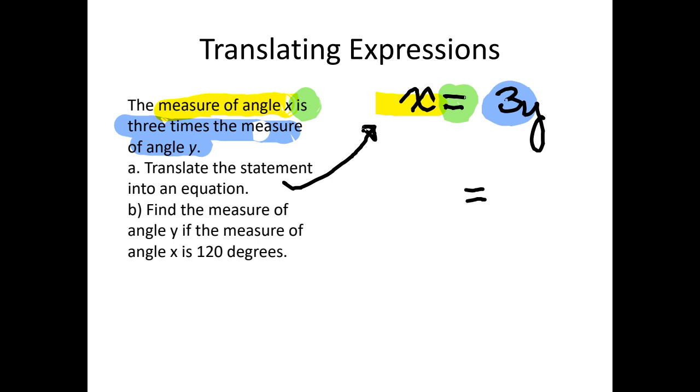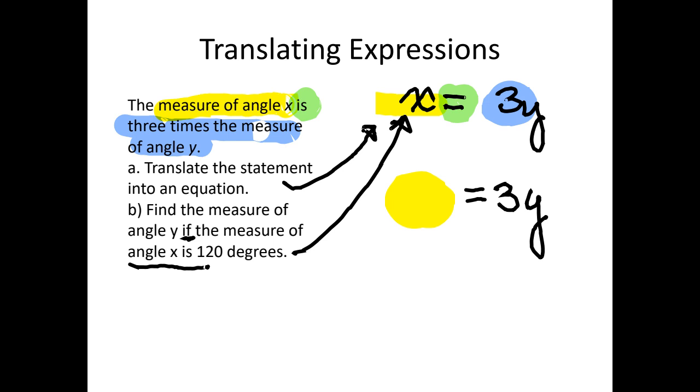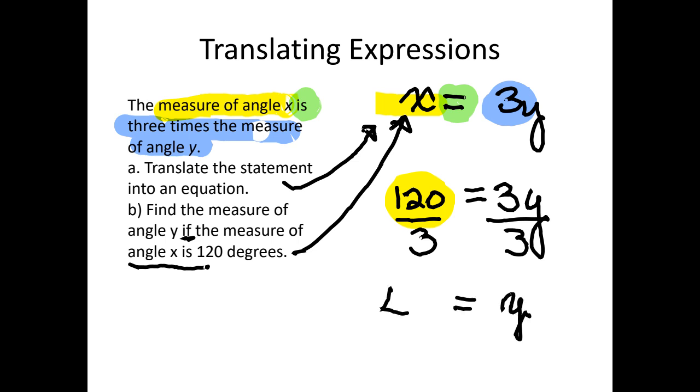If X is staying. If angle X, which is my yellow side, is 120 degrees, I'm going to divide by 3, which means that Y is 40.